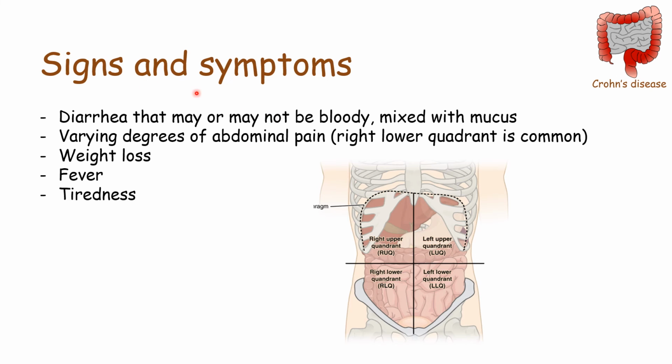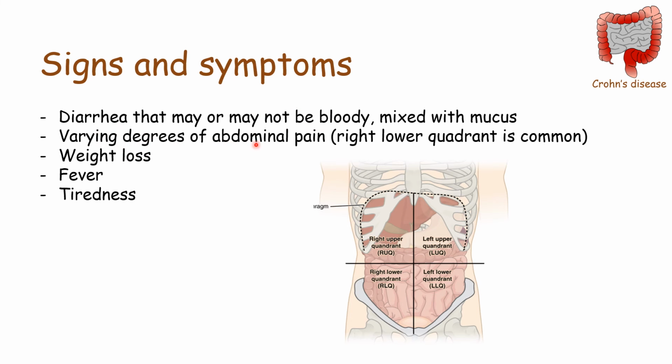Some of the signs and symptoms more particular to Crohn's disease include diarrhea that may or may not be bloody, and it's often mixed with mucus. So in ulcerative colitis, it's very common to have bloody diarrhea, but in Crohn's disease, it's not as common.